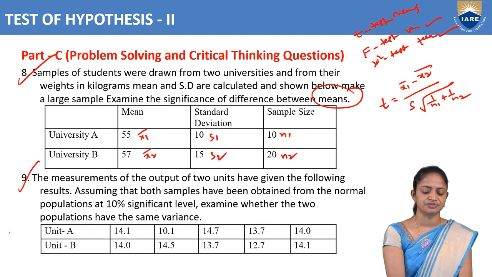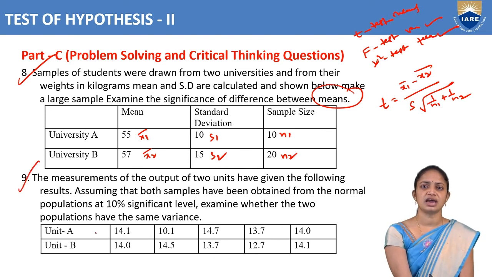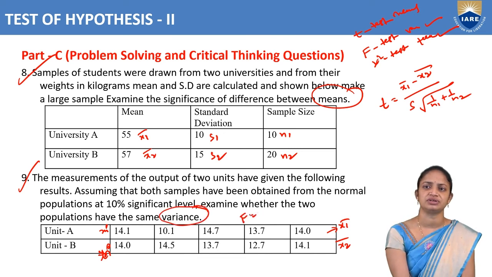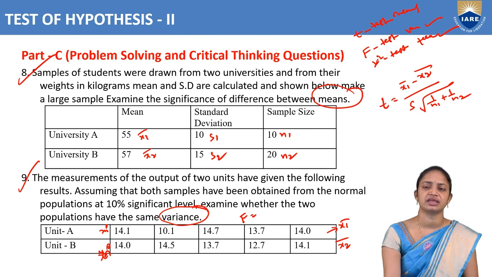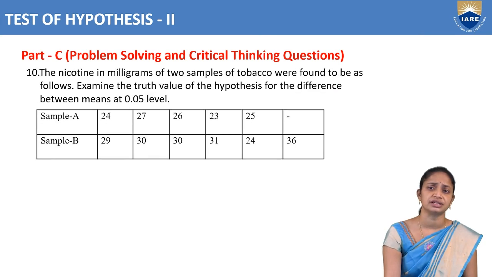And coming to the next question, here also same, they have given some xi values and some yi values. From this we can find x1 bar, and from this we can find x2 bar. This is based on variances. Now we have to use f-test, s1 square by s2 square, where s1 square is greater than s2 square. Otherwise you can use f equal to s2 square by s1 square, where s2 square is greater than s1 square.